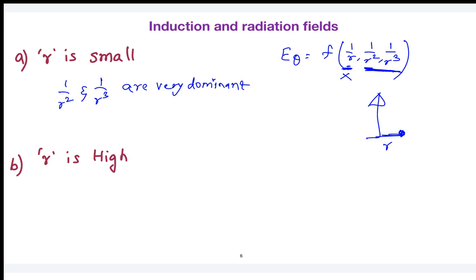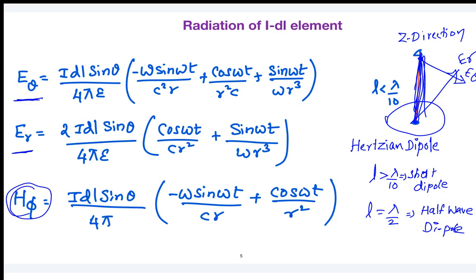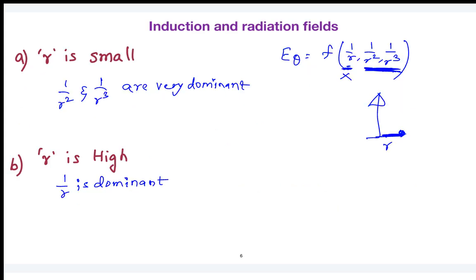Similarly, what will happen when r is very, very high? When r is very high, 1 by r is dominant, and 1 by r square and 1 by r cube are neglected. So when you are near the source, the second and third terms are more dominant. In that case, the 1 by r square and 1 by r cube terms can be considered and the 1 by r term is neglected. When you are very far away from the source, you can consider only the 1 by r term and ignore the other two. Why I was telling you this is that there is a concept of near field and far field, or you can say the induction region and the plane wave region.